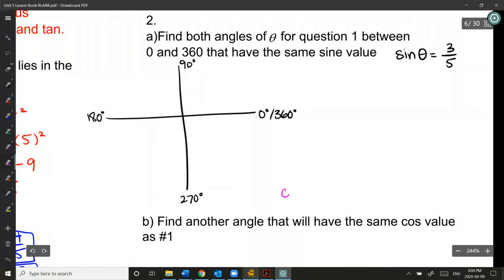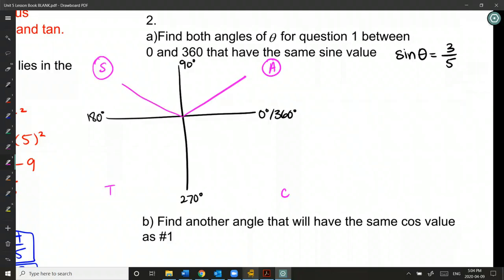and when we list out the CAST rule, you should notice that there are 2 quadrants where sine of an angle could give us a positive ratio. The first quadrant is the All quadrant, and this would be a quadrant where sine is positive. 3 over 5 is a positive value. And the other quadrant where sine of an angle is positive is in its own quadrant, the Sine quadrant. So I actually have 2 angles that could potentially give me a ratio of positive 3 over 5. So this actually can be produced by 2 different angles.